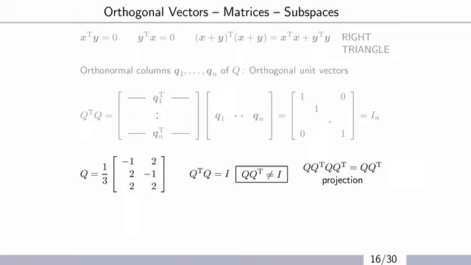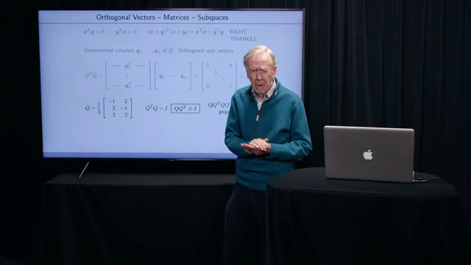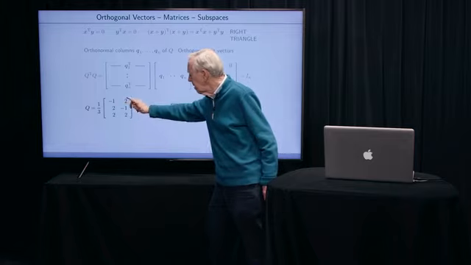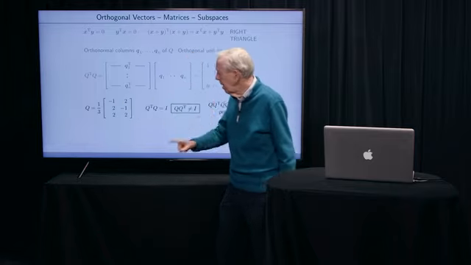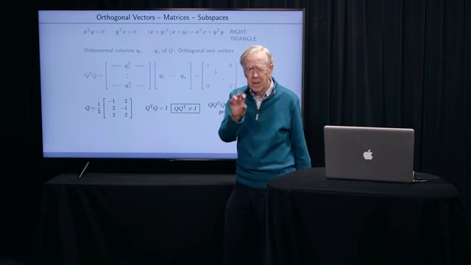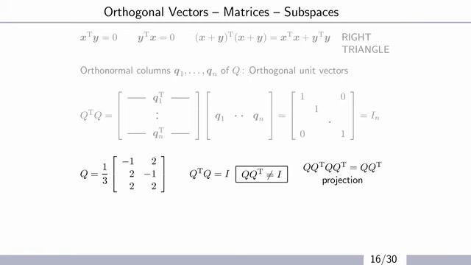And why is that 1/3 there? That's so that these vectors will have length 1. They'll be unit vectors. And how do I figure the length of a vector? Just while we're at it. I take the dot product with itself. So -1 squared, 2 squared, and 2 squared, that adds up to 9. The square root of 9 is the length. I'm just doing Pythagoras here.